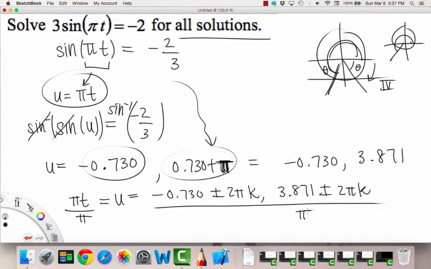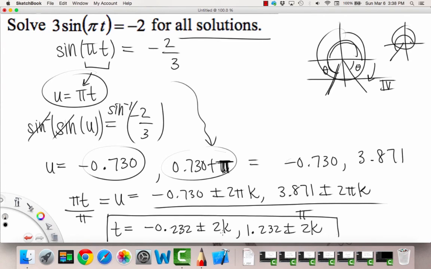So if we divide both of these by pi, we just get that t is equal to, so when you divide by pi, again, we're going to break out our calculator here. So we get negative 0.232 plus or minus, and then we get 2k because the pi's cancel, right? And then our other solution set is going to be positive 1.232 plus or minus 2k. Alrighty? And that's going to be all solutions to our equation above.